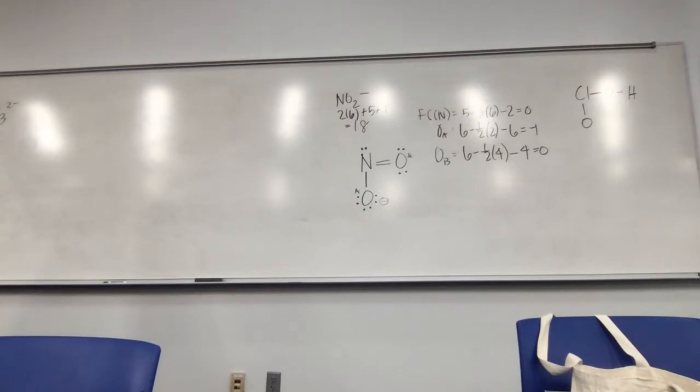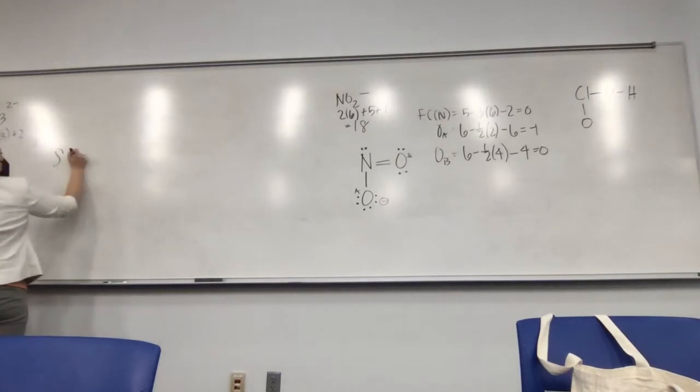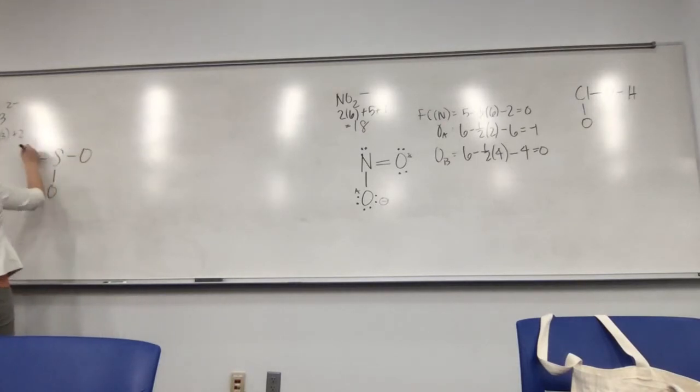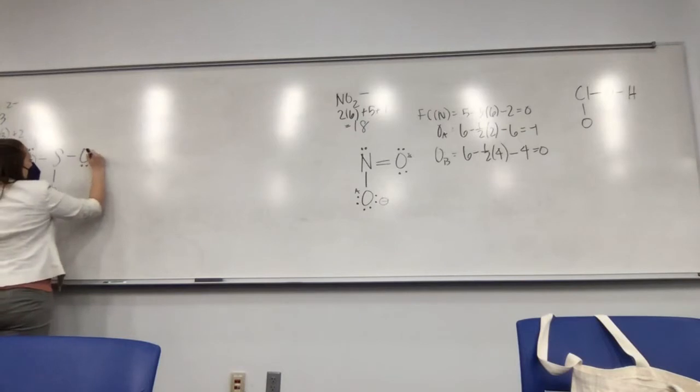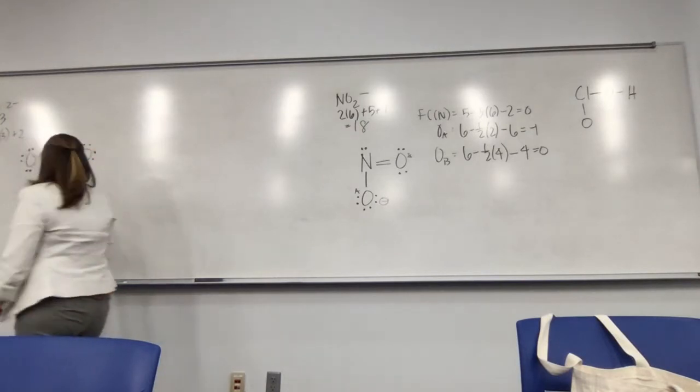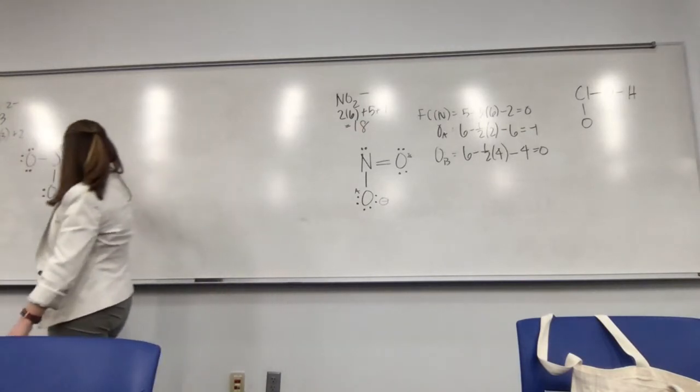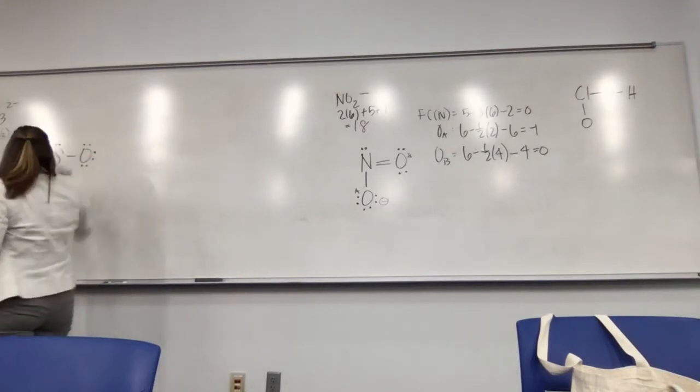How many of you have a structure? Sweet. So for SO3 2 minus, our valence electrons are 6 plus 6 times 3, so 24, plus 2, that gives us 26. So now we're going to follow the rules and connect our 3 oxygens. From here we've used 24, and the last 2, following the guidelines, go on the sulfur.